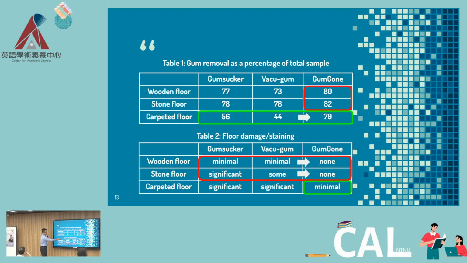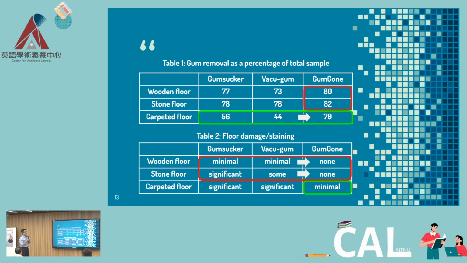And you can see Table 2 demonstrates the floor damage. There are three machines, like a gum sucker, a vacuum, or a gum remover. And you have chewing gum on the wooden floor, on the stone floor, or on the carpeted floor. So there are three different types of floor. How about the damage it caused? Is it minimal or significant?